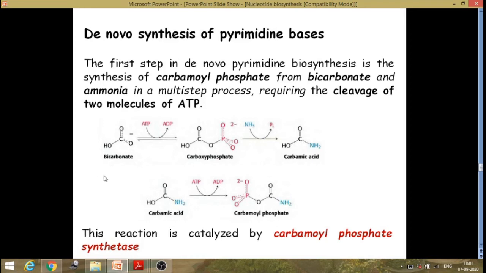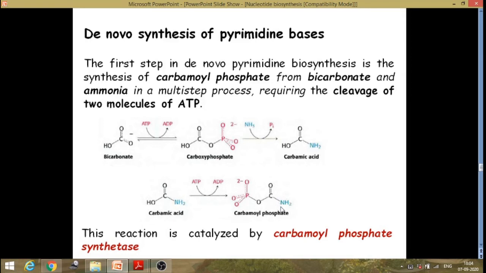तो इसमें bicarbonate anion reacts with ammonia to form carbamyl phosphate and the cleavage of ATP molecules का hydrolysis जो है वो इसमें required होता है. So bicarbonate is phosphorylated by ATP to form carboxyphosphate. Then ammonia reacts with carboxyphosphate to form carbamic acid. Then carbamic acid is again phosphorylated by ATP to form carbamyl phosphate. So this is a reaction which is catalyzed by carbamyl phosphate synthetase.